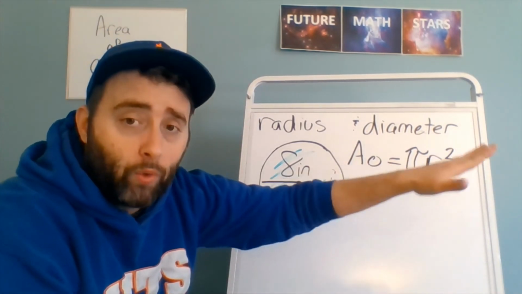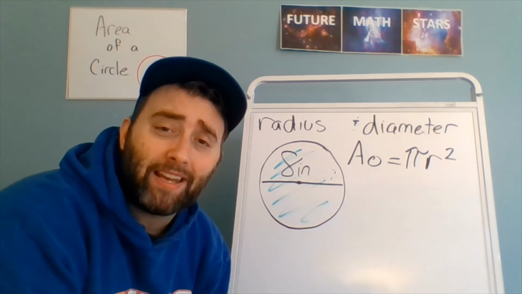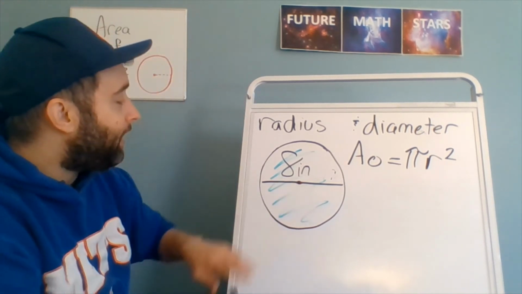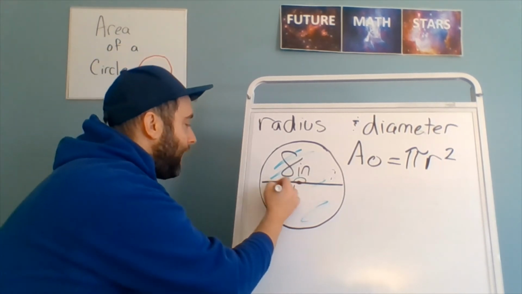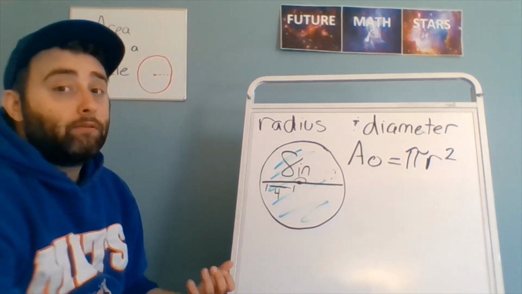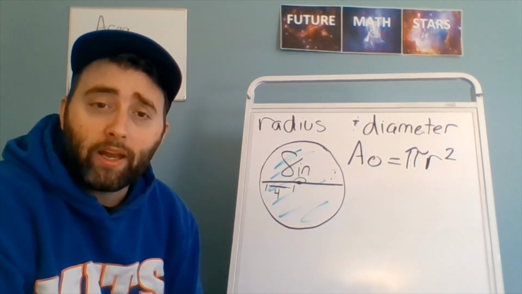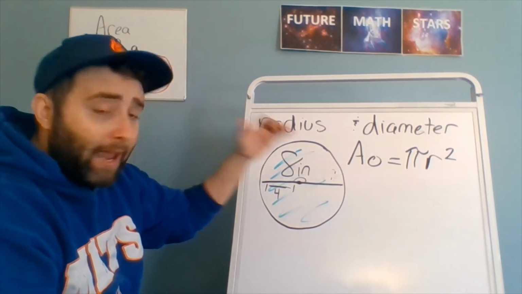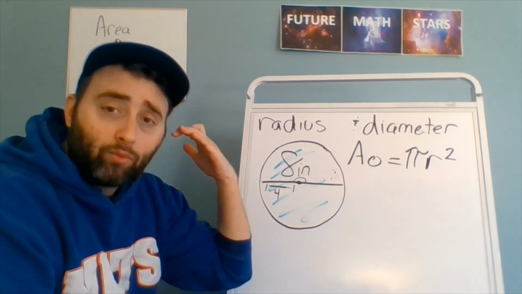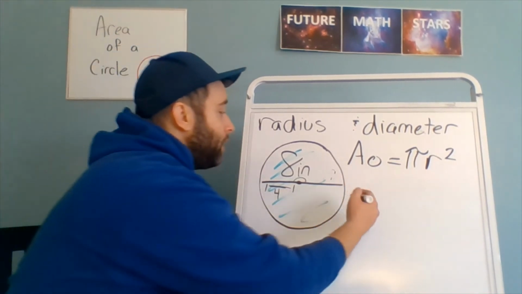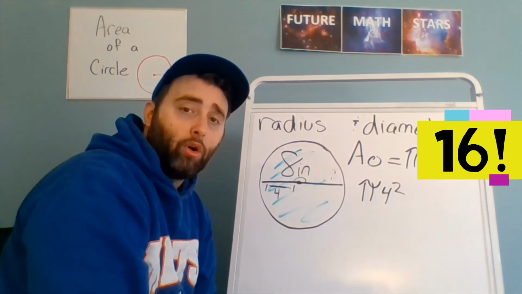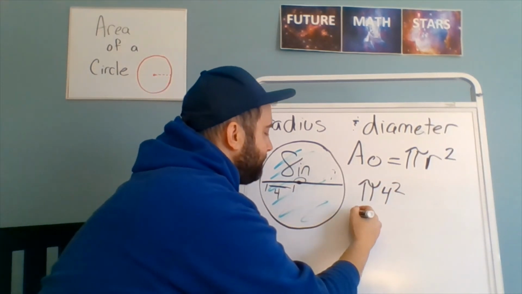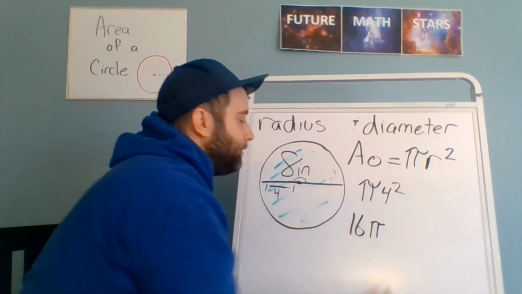Radius squared. So radius means that it's half of the diameter. Now, if I know that the diameter is 8, that means that half is 4. So what's your radius? Your radius is 4. If your diameter is 8, your radius is 4. Your radius is always half the diameter. So, pi times 4 squared. What's 4 times 4? Good job. So now I have 16 pi.